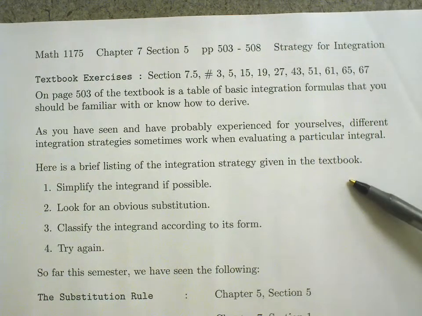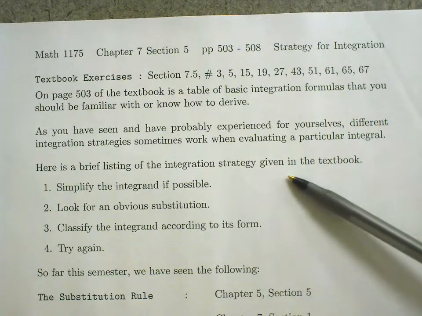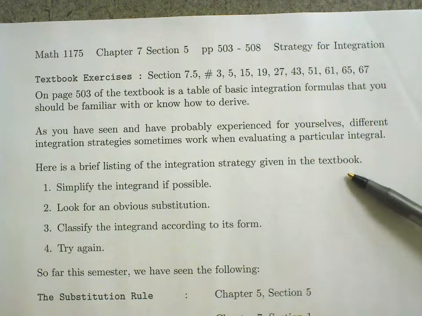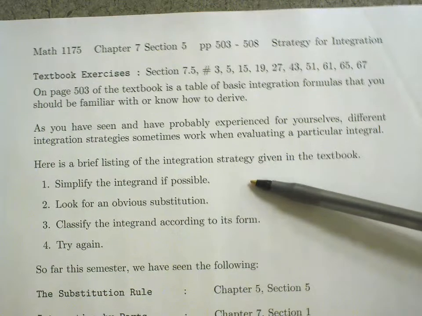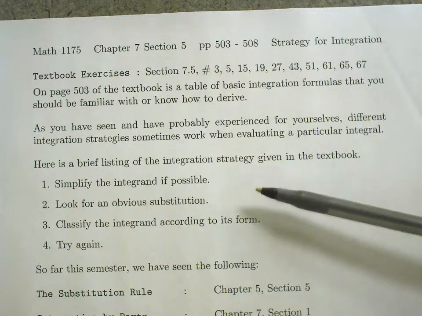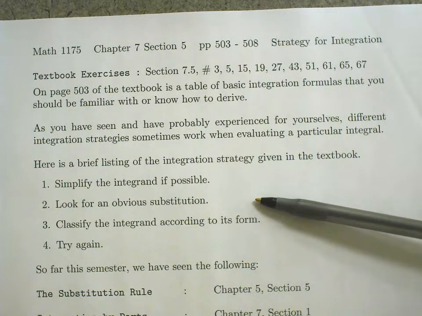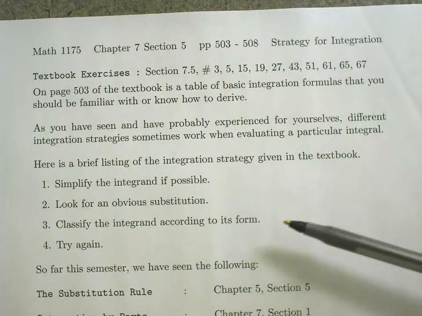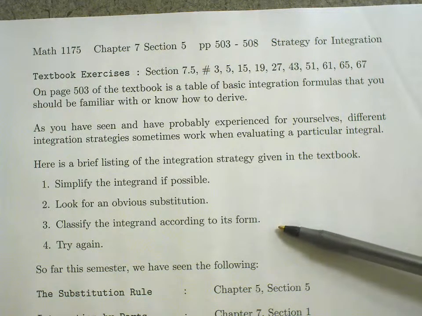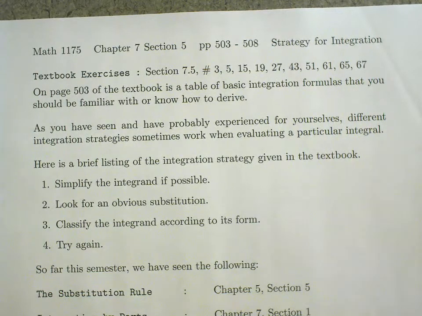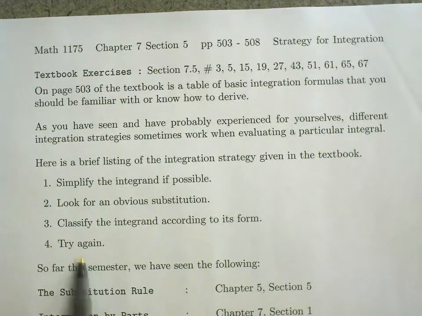Here's a brief listing of the integration strategy given in the textbook in Section 7.5. The first one, simplify the integrand if possible. Number two, look for an obvious substitution to apply the substitution rule or a trigonometric substitution. Step three, classify the integrand according to its form. And if you're still unsure about how to proceed, just try again with a different approach.